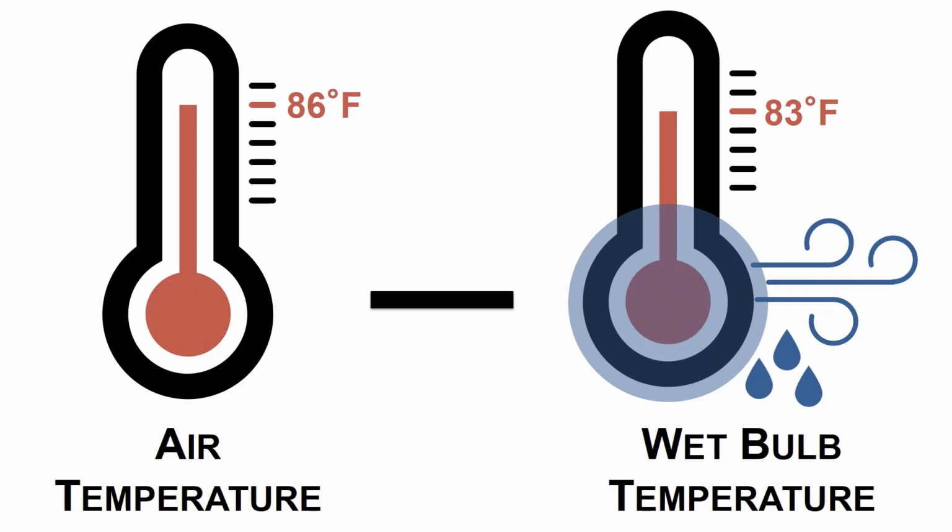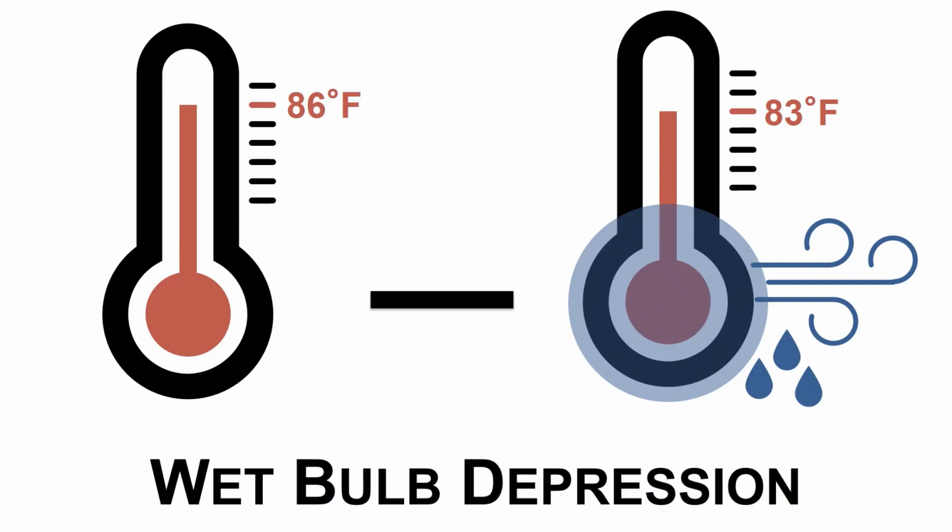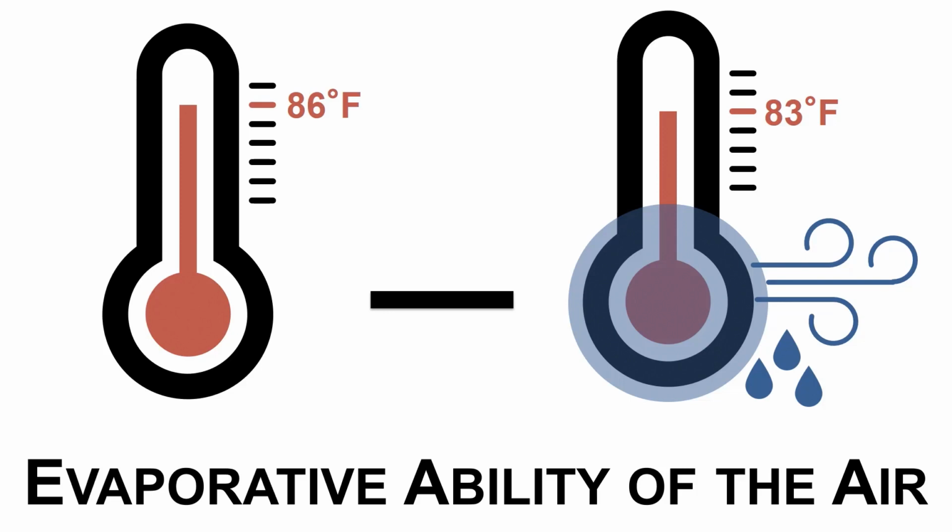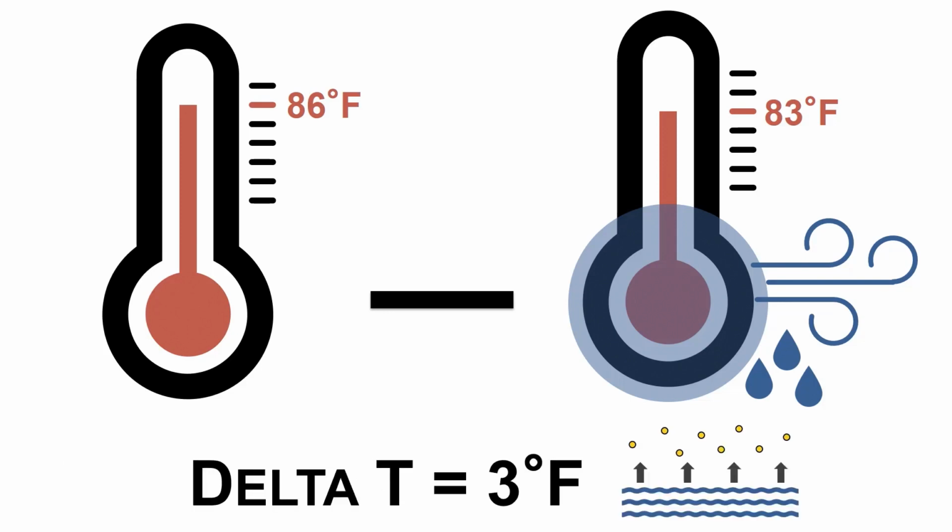You might also hear this described as wet bulb depression, or think of it simply as the evaporative ability of the air. The more ability the air has to evaporate moisture, the more that wet bulb temperature is going to drop. So the bigger the difference between these two, the more evaporative ability that the air has. So the bigger the delta T, the more evaporative ability of the air. So this example, again, is a delta T of 3 degrees Fahrenheit. It's actually a relatively low evaporative capacity of the air. If the difference were, say, 9 degrees Fahrenheit, that would represent a greater evaporative ability of the air. So the bigger the delta T, the more evaporation that can occur.